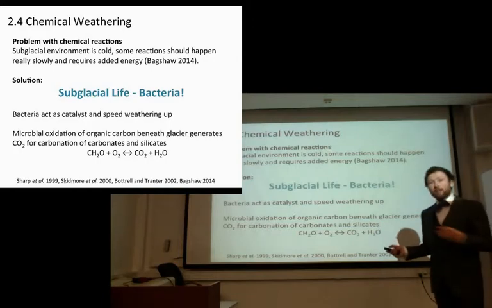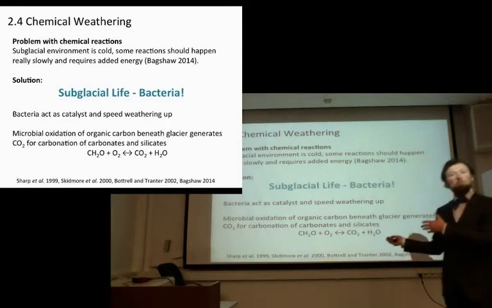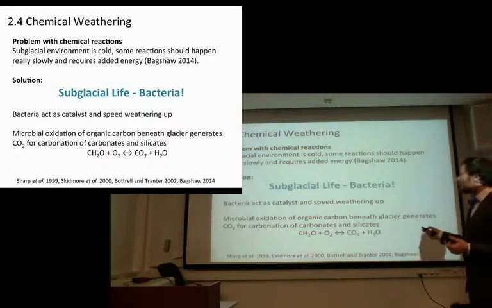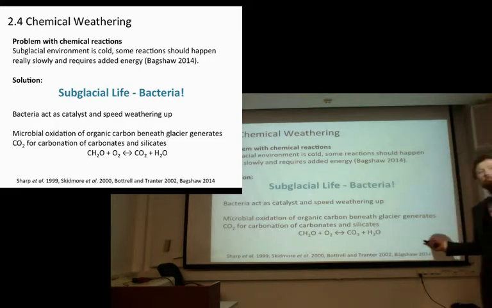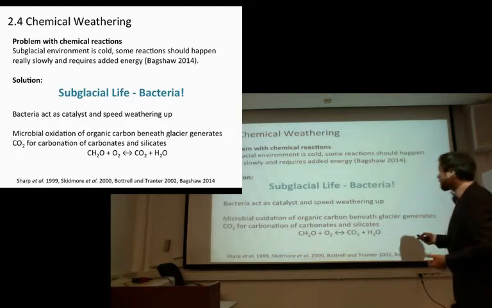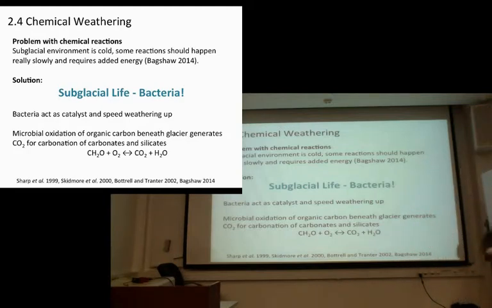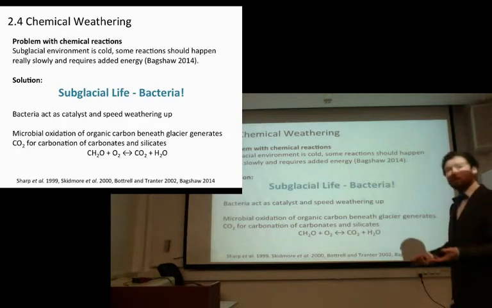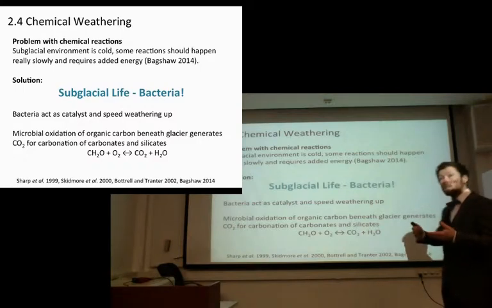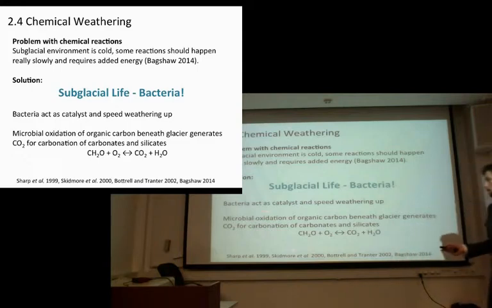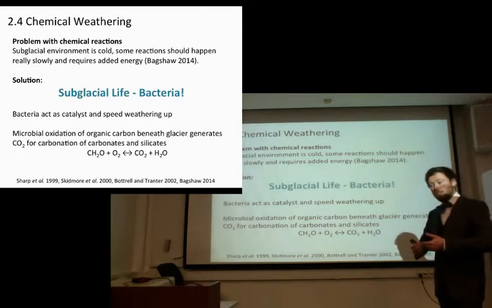Because we have a problem. These chemical reactions, the major ones that I mentioned before, would happen very slowly under the glacier because the environment is very cold, and it requires added energy because of the thermodynamics. The solution is that people realized that in this water coming out, there were lots of microbes, lots of life. And these bacteria actually act as a catalyst, and they can speed weathering up. So that's the way you can chemically erode glaciers.